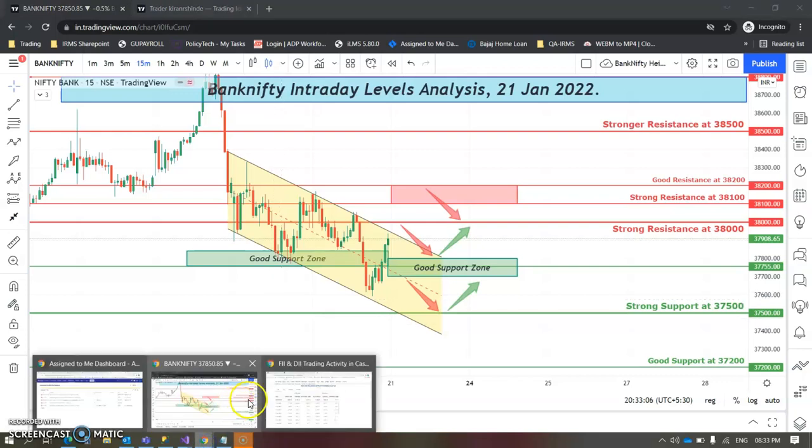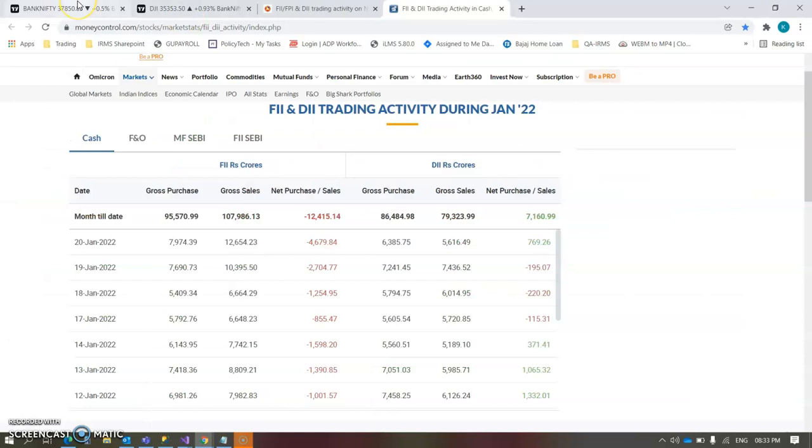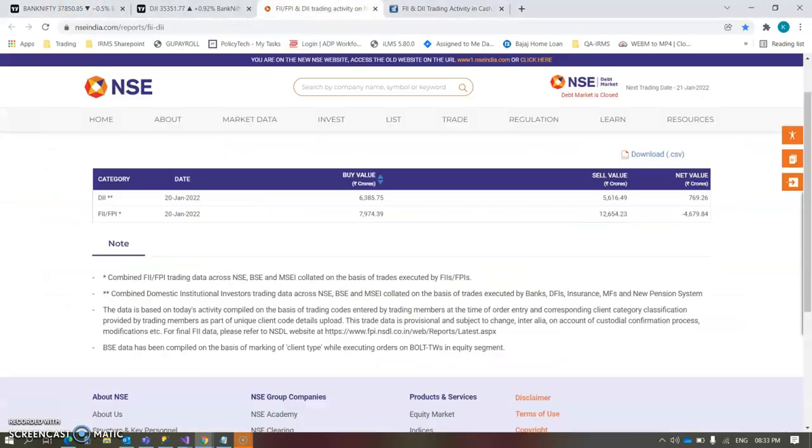Before that, let us go to the day view analysis and see what we have. Okay, before that I have something to show, that is FII data. For the 20th Jan, we can clearly see a huge selling was done. You can see in crores. Huge selling was done, and DIIs have bought a good amount.